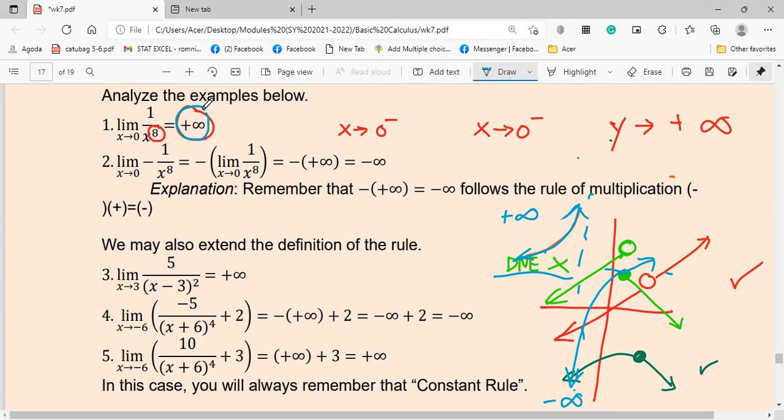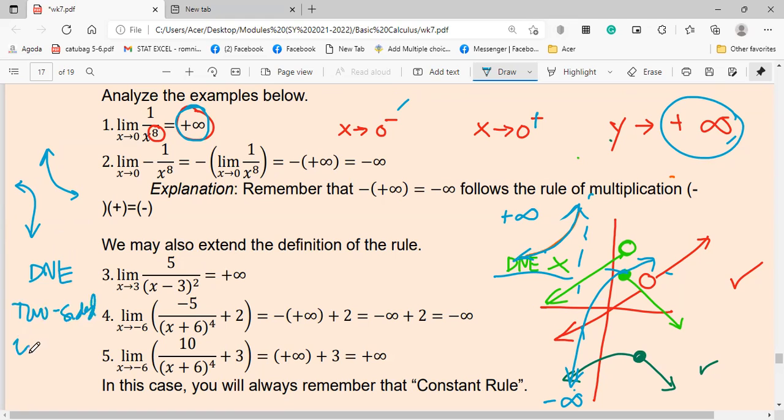Pero bakit ito positive infinity, class? Kasi yung left at saka yung right ay pareho yung pinupuntahan. It's positive infinity. Kung nagkahiwalay yan ng ganyan, yun yung sinasabi nating DNE. When it comes to two-sided limit, you see, 8 is even, kaya walang problema sa kanya. It's positive infinity.